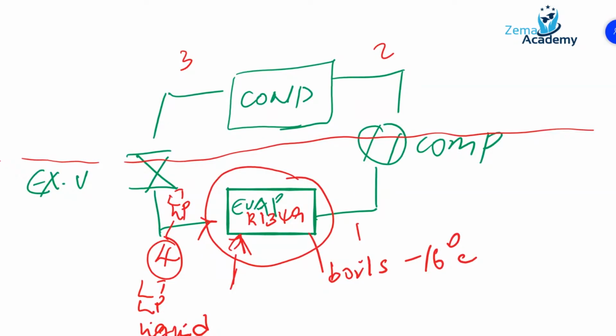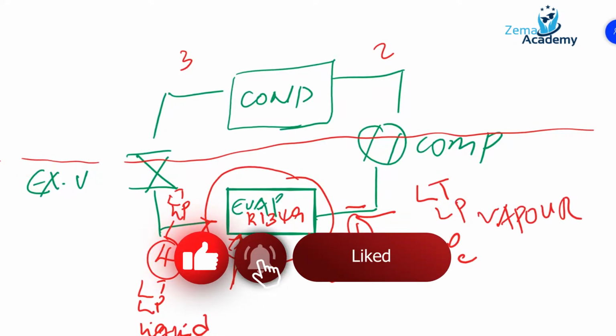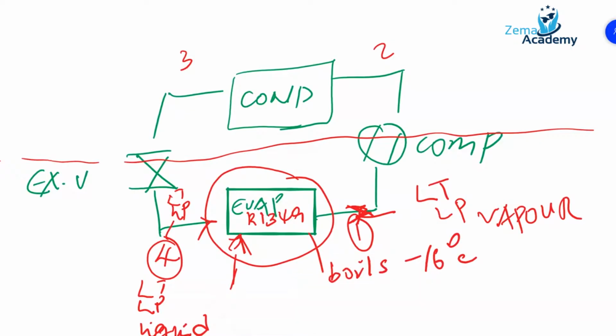So that low temperature and low pressure liquid gets boiled, and when it comes out at point 1, we have a low temperature and low pressure vapor. At point 1, we have a low temperature and low pressure vapor. And then we feed it into the compressor.